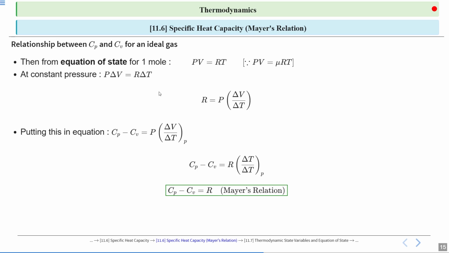And this is the Mayer's relation. This is a very important term. Specific heat at constant pressure minus specific heat at constant volume is equal to R, where R is the universal gas constant. All right.